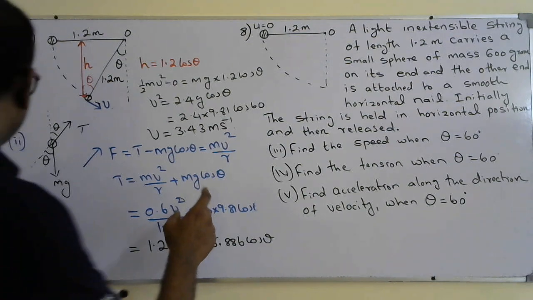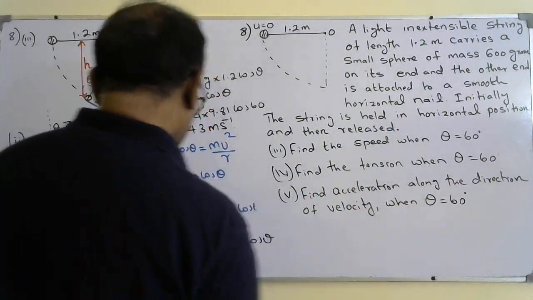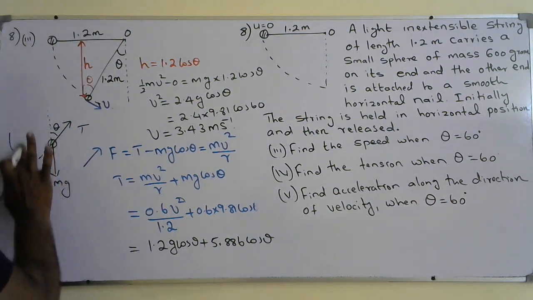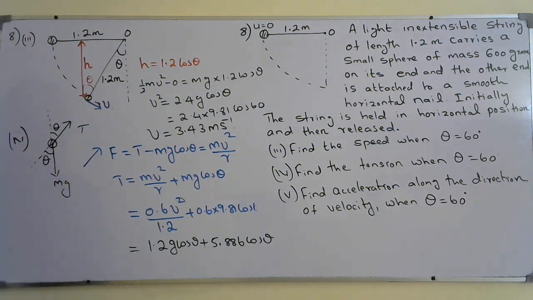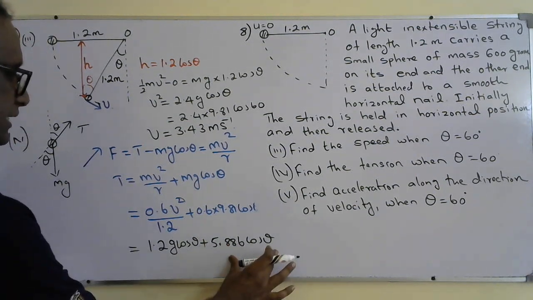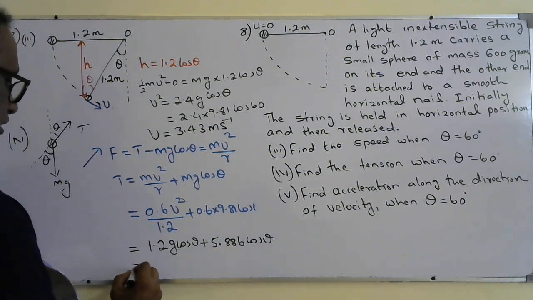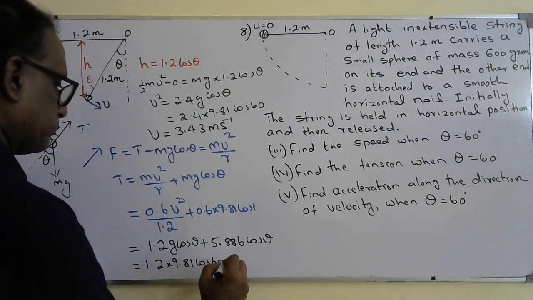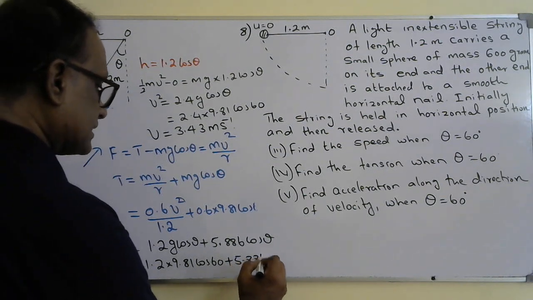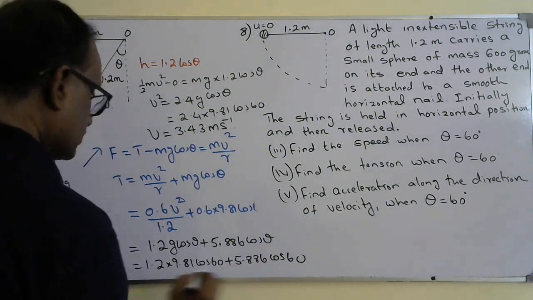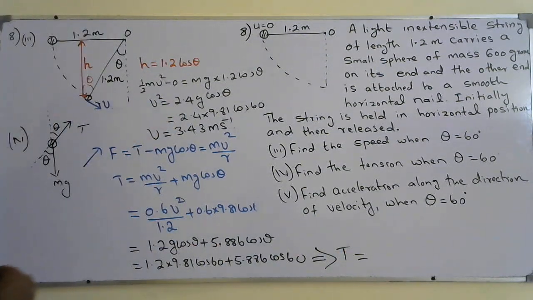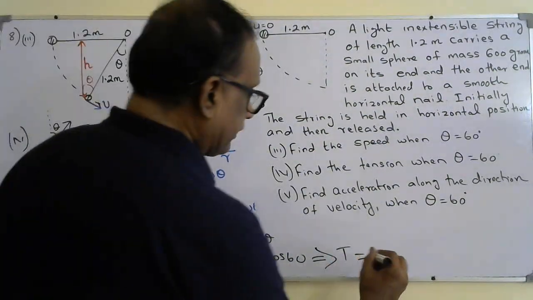Then fourth part, find the tension when theta is 60 degrees, which is the vertical. So substitute it here. I'll change it to fourth part. Find the tension, so substitute in this equation. That is 1.2 into 9.81 cos 60 plus 5.886 cos 60. Solve it, you will get the answer for the tension. Tension will be equal to 8.83 Newton.